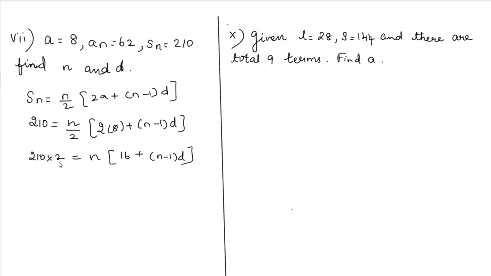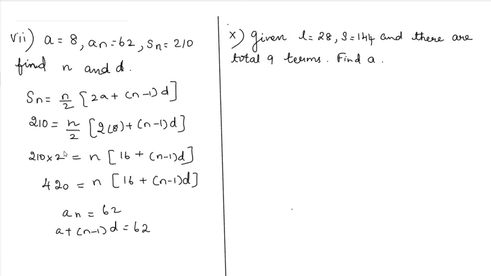Okay. 210 into 2, I can write 420, is equal to n into 16 plus n minus 1 into d. Okay, until this let us stop. And what is the next thing given to us? An is equal to 62. So An is equal to 62 is given, no? So I am going to write a plus n minus 1 into d is equal to 62. And we know that a is 8. So 8 plus n minus 1 into d is equal to 62.